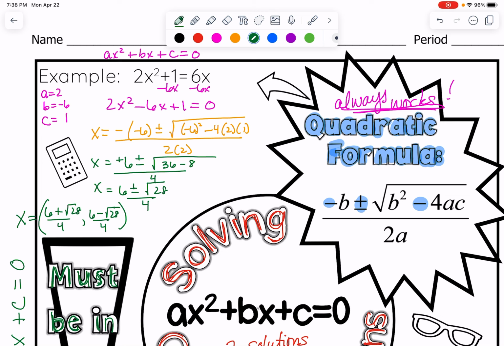Now, if you need decimals, put it in the calculator. 6 plus the square root of 28 over 4 is 2.8. And 6 minus the square root of 28 divided by 4 is 0.2.